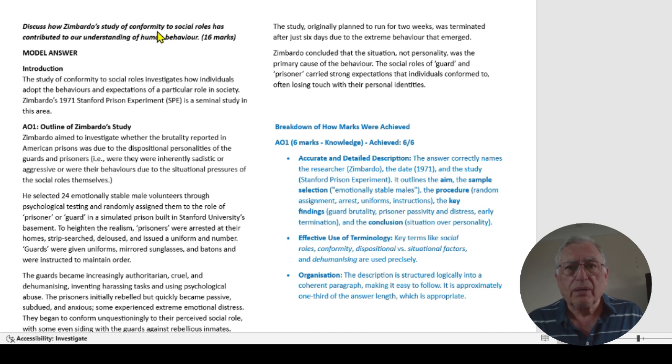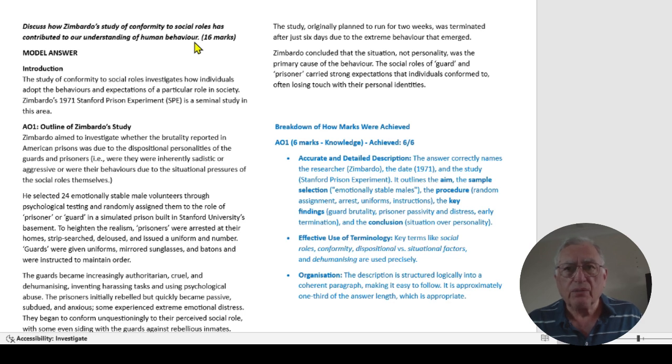It wants to know how our study of conformity, that is, needing to fit in with a situation or group, to our roles, in the case of the Stanford Prison Experiment, into the roles of guards and prisoners, and how that contributed to our understanding of human behavior. What did it teach us?